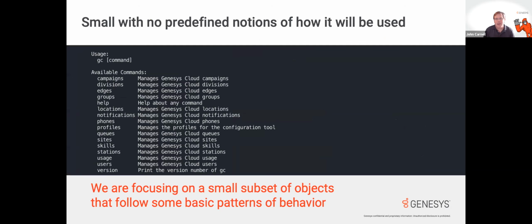So when we say our CLI is small and has predefined notions of how it will be used, again, we're only focusing on a small subset of objects that follow basic patterns. When you go out, you will see all of these objects by just typing in the GC command, and you'll see all the available top level objects that we've made available in the CLI. On almost every single one of them, we provide a minimum of 5 basic commands: create, update, delete, list, in terms of get it all. You want to do a query or you want to pull back all the data, and read.